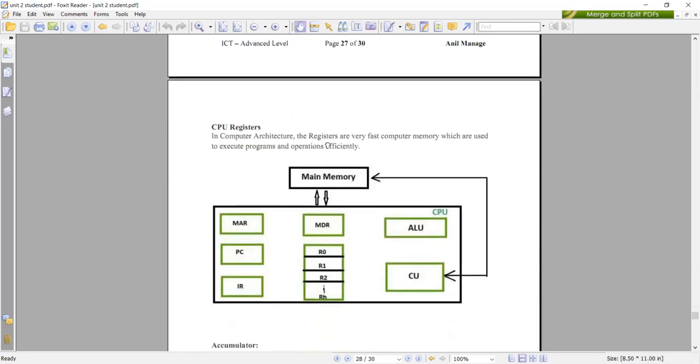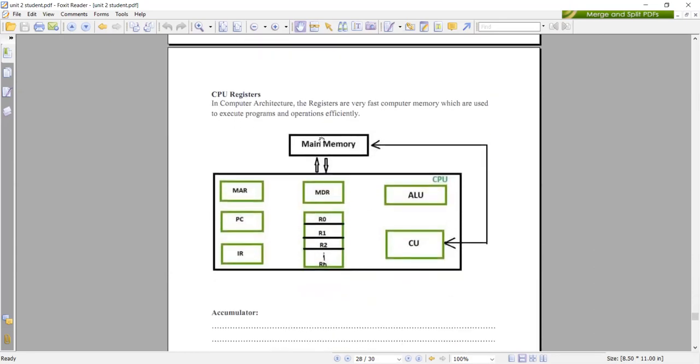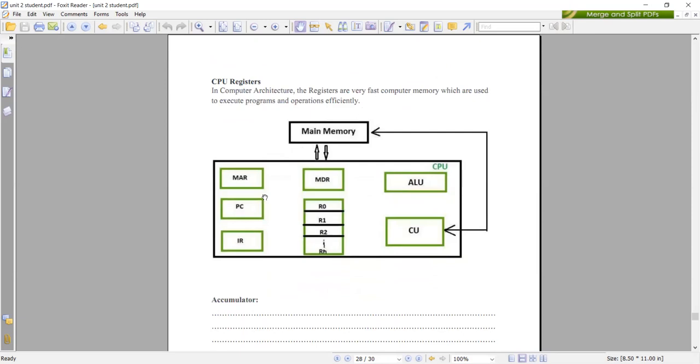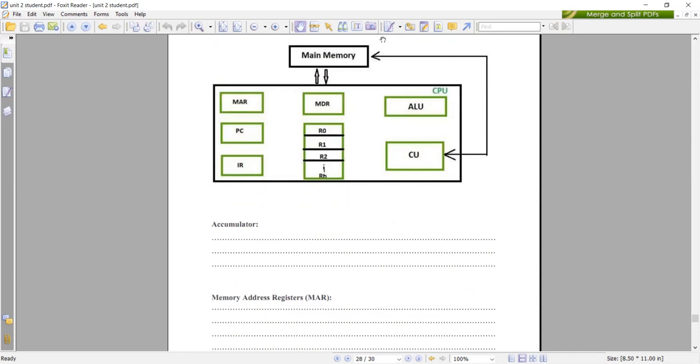Then we'll go to the registers. Different registers are there inside the processor. CPU registers, in computer architecture, the registers are very fast computer memory which are used to execute programs and operations efficiently. With the main memory and the registers, ALU and CU are there. Then you have different registers: MDR, MAR, PC, IR, R0 to R1, register 0 to 1. Then there's something called accumulator and all that. Those are also registers. We'll go through one by one.